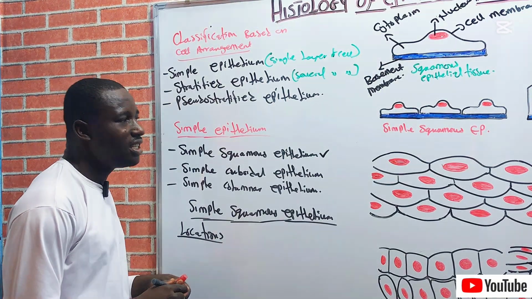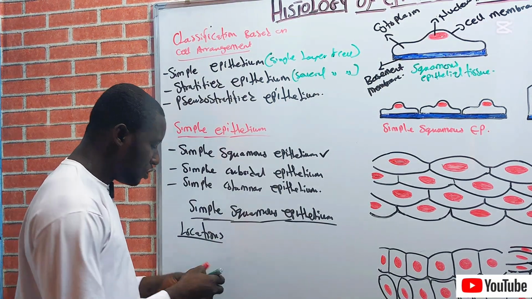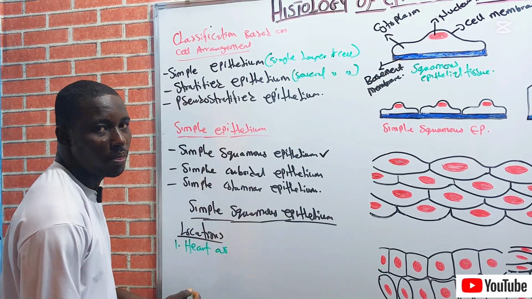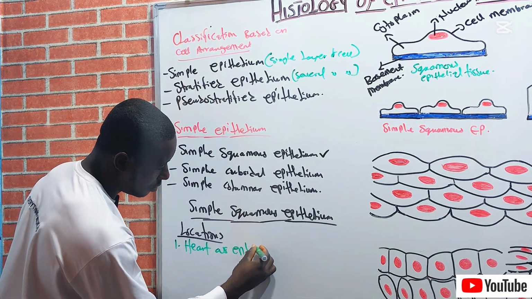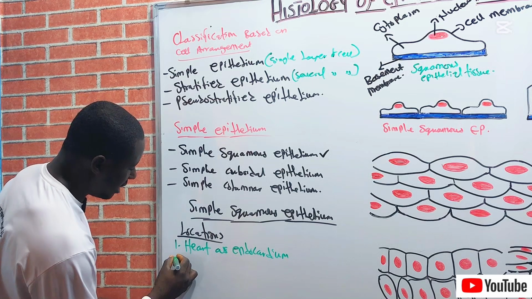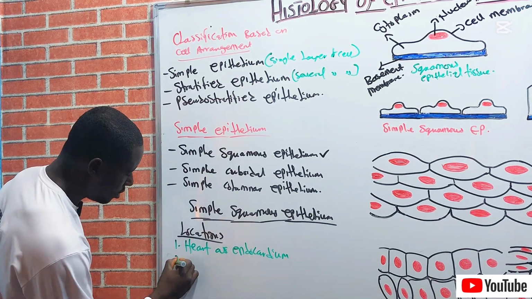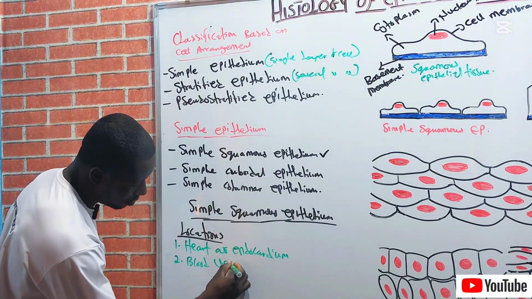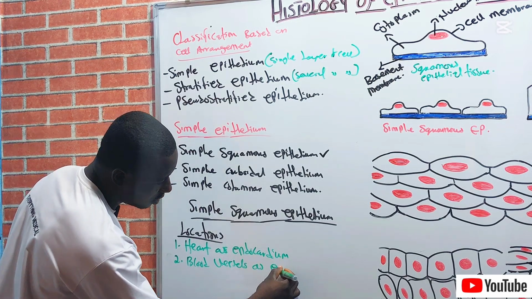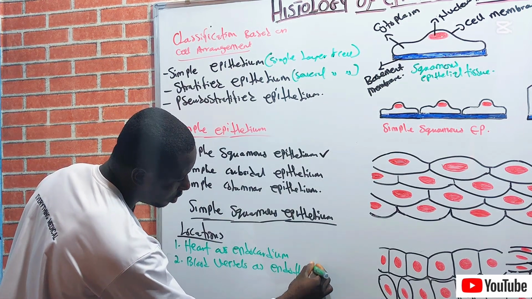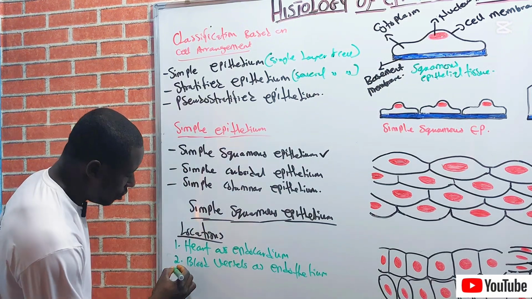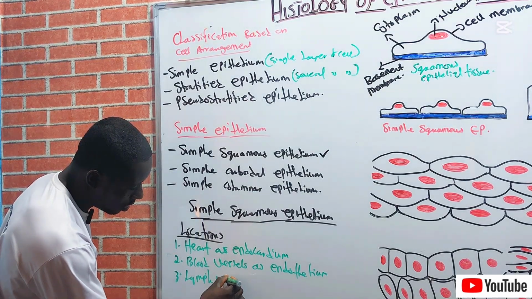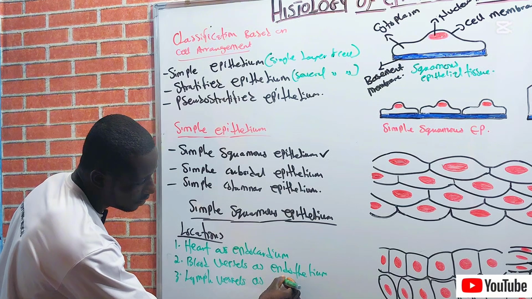Where you can see them. Where can you see simple squamous epithelium? Number one place you can see it is the heart as endocardium. You can see it in the blood vessel as endothelium. You can see it in lymph vessel as endothelium as well.